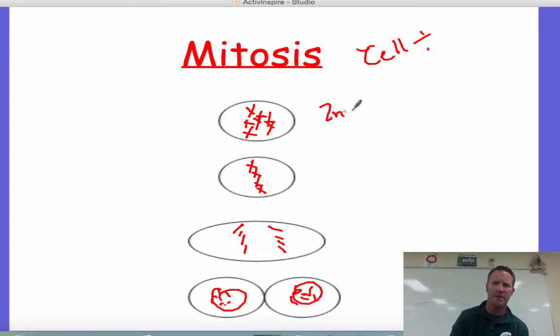This is a diploid cell to begin with, and these are diploid cells to end with. Remember that these are not X's anymore, because once they're done, they go back to being just spaghetti noodles. So these only X'd after replication.